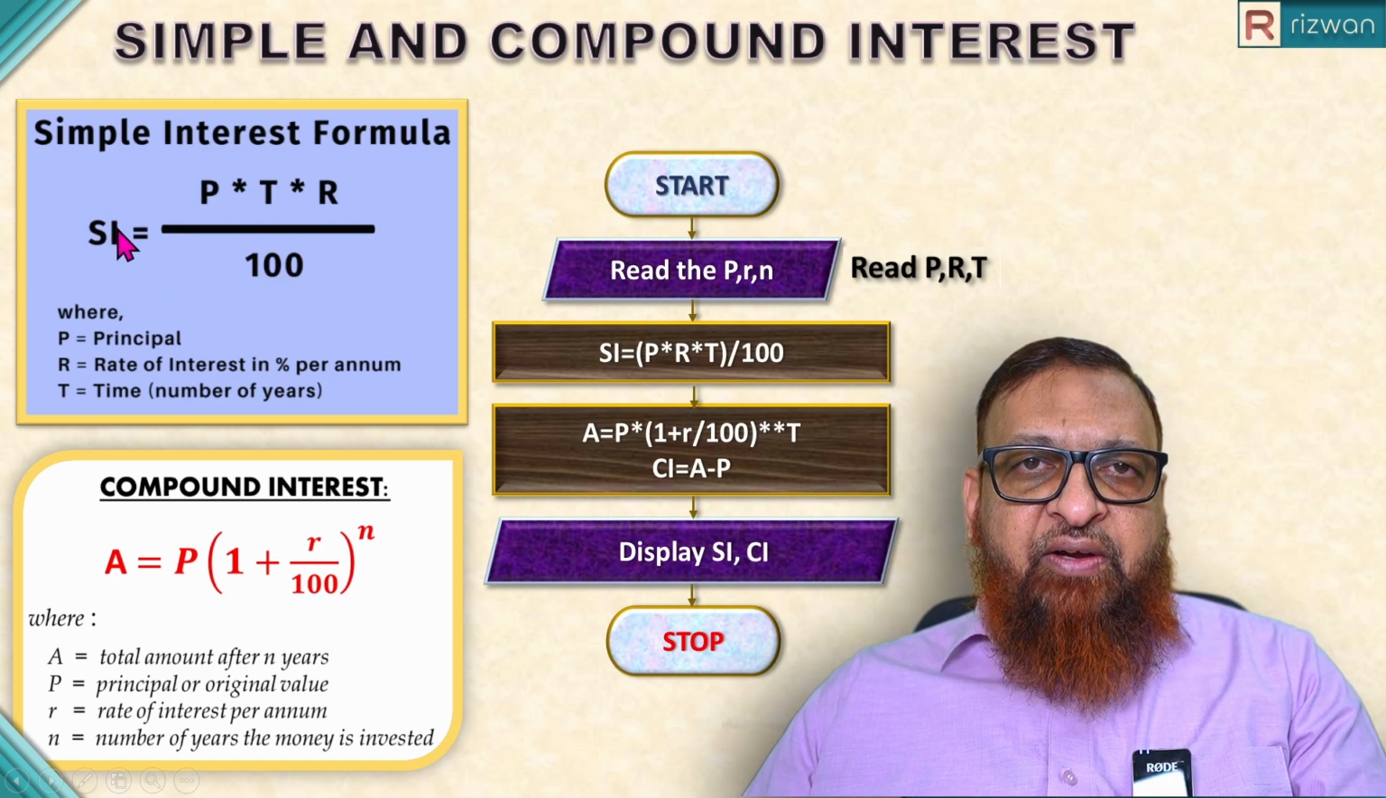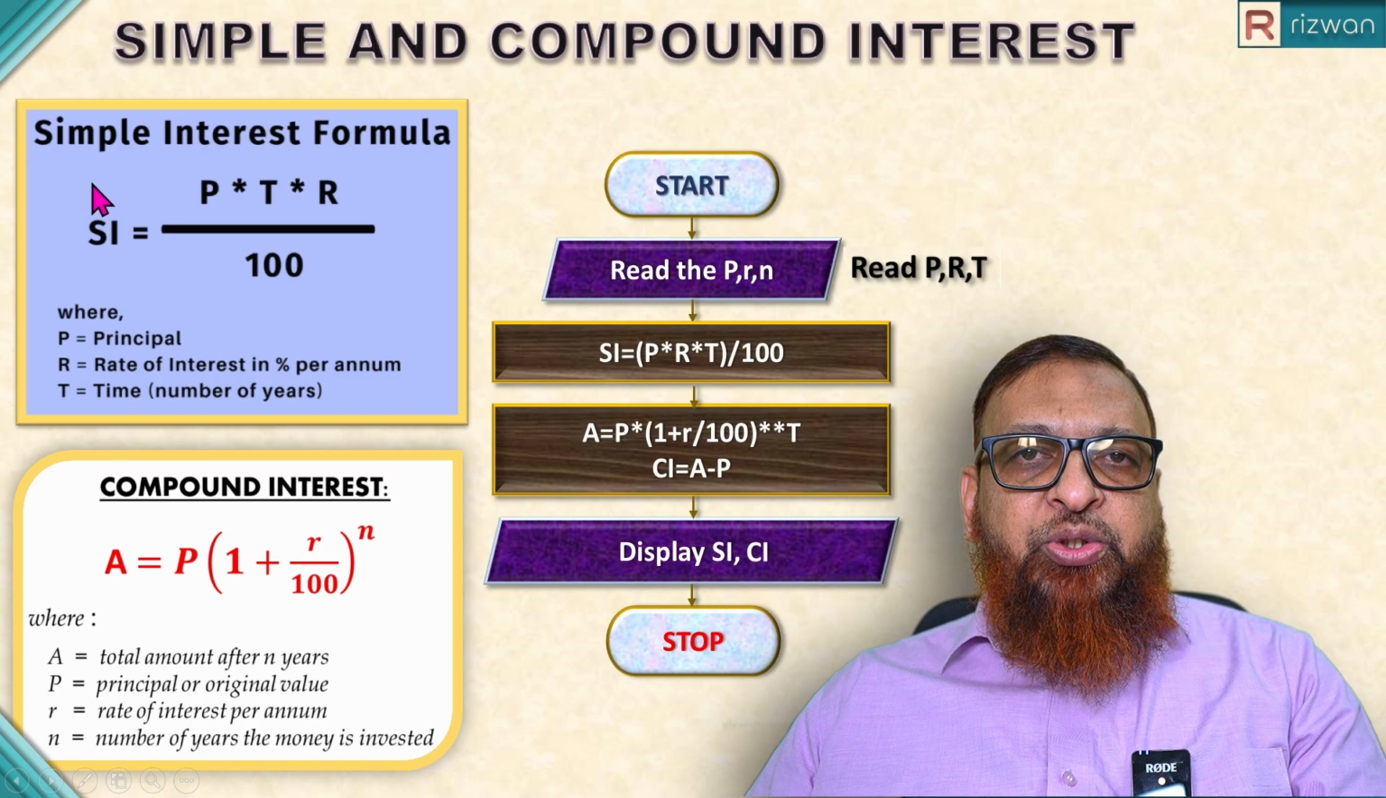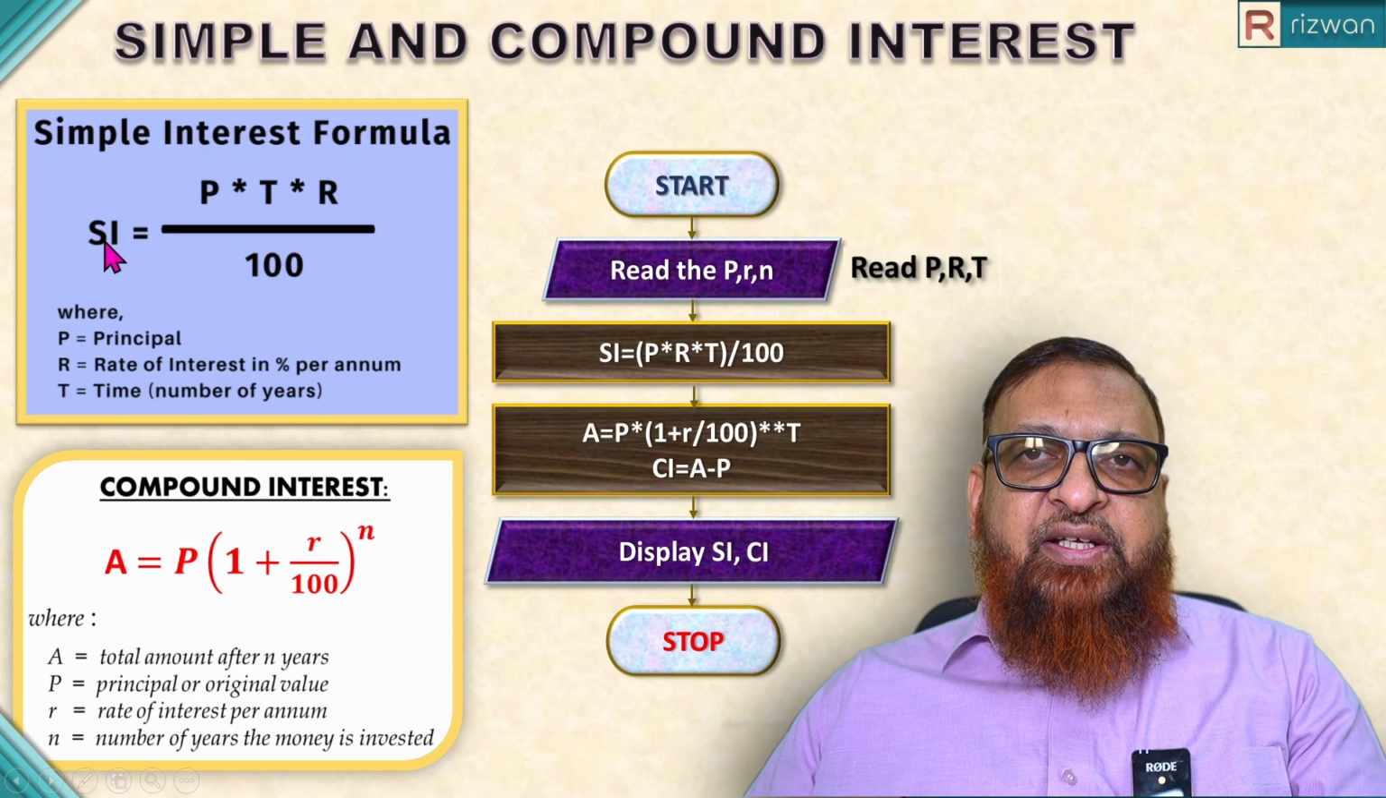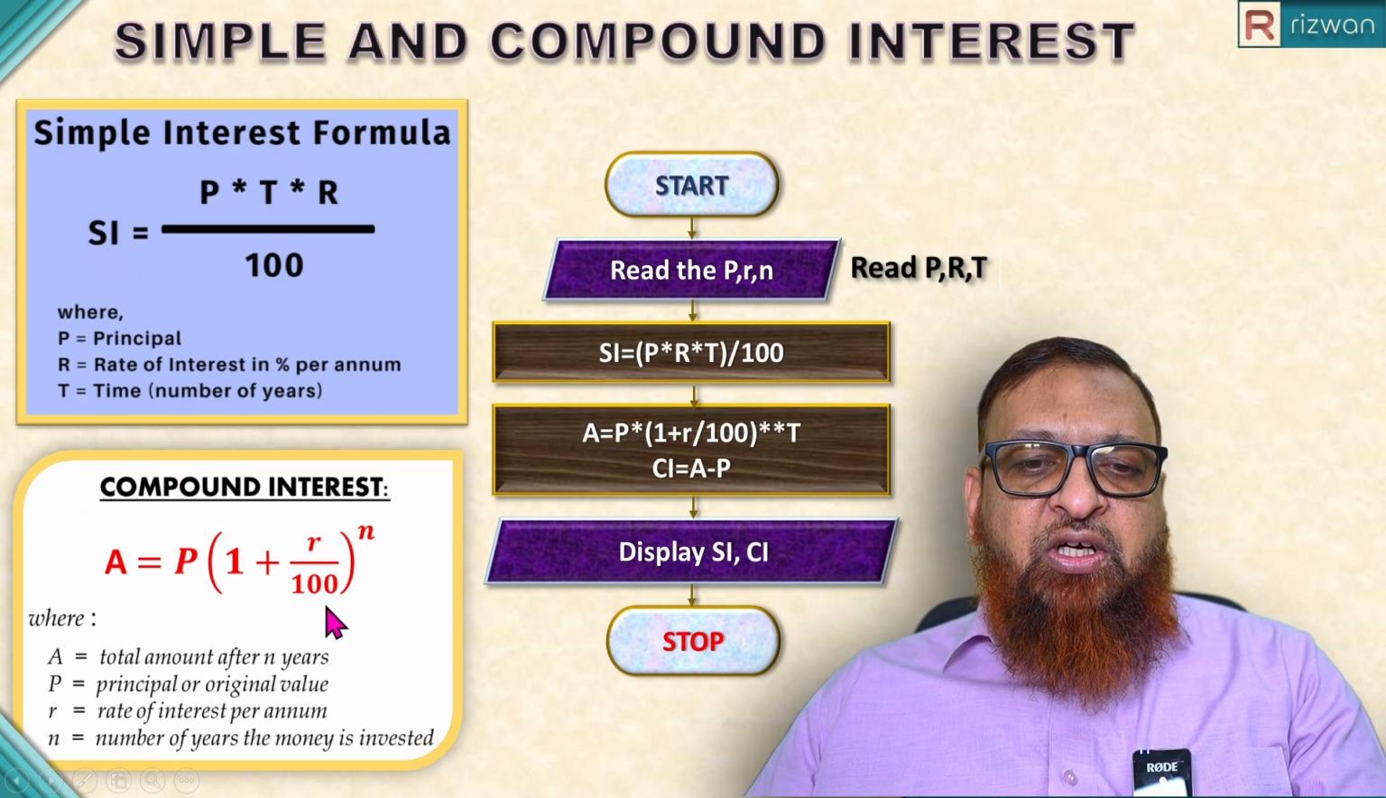So I'm not going to derive this formula. This formula is there. I'm going to use this formula to calculate the simple interest. So what is the input? Input is PTR and the output is what? Simple interest here. Okay. Now we have the compound interest.